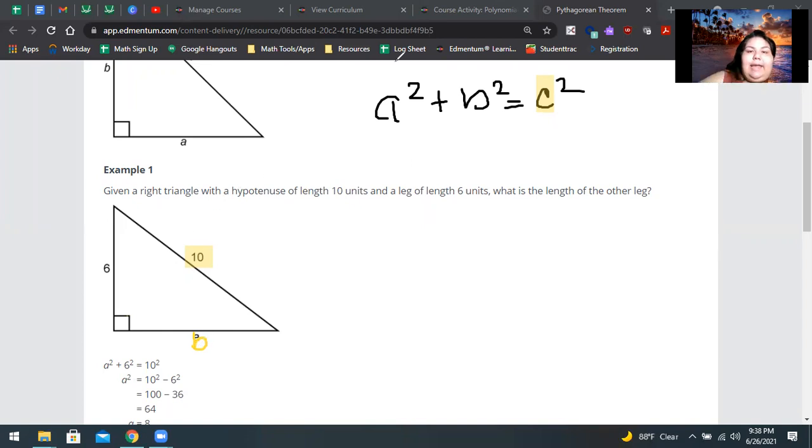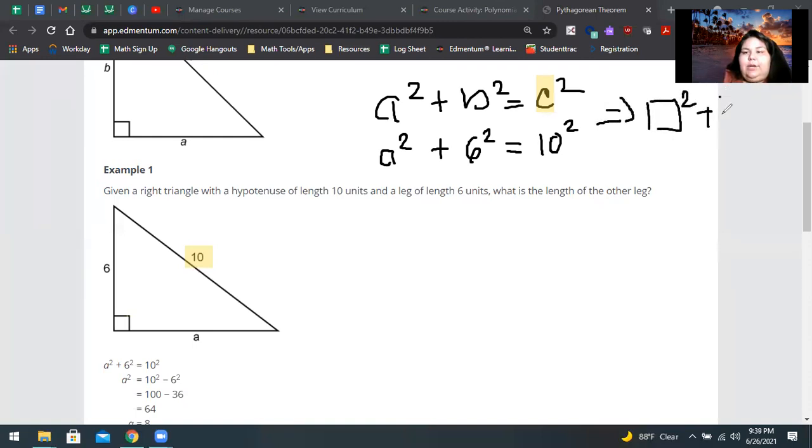So here they're going to call it A, which I'm fine with. So this must be our B. Let's just leave a squared because we don't know what a is. Plus, let's replace our b with 6. So it would be 6 squared equal to, instead of c, we replace that with 10. Another way to see it is that you can just fill it in like this: a squared plus b squared equals c squared, in boxes. And then you fill it in: we don't know this one, so that's a. Let's put this as 6. Let's put this as 10.